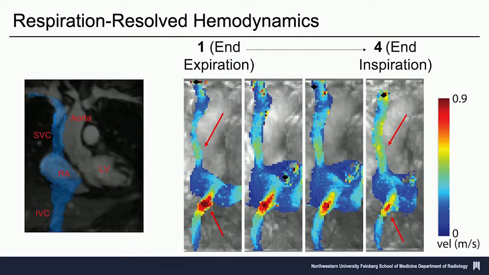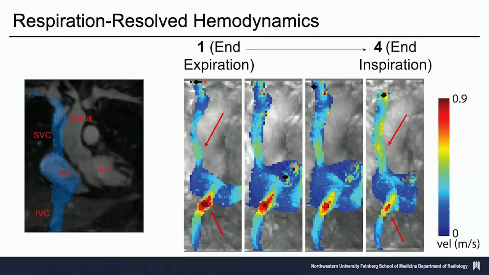And so, of course, we had to look at respiration-resolved hemodynamics. To do this, for each patient, we segmented out the caval veins and their inflow into the right atrium. And we did this for all 4 respiratory phases because there's some motion between these phases. And so here's a systolic velocity maximum intensity projection for one patient.